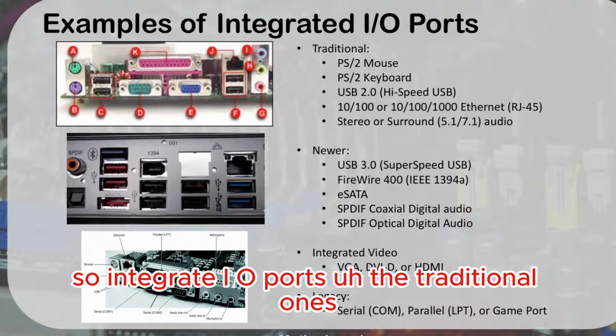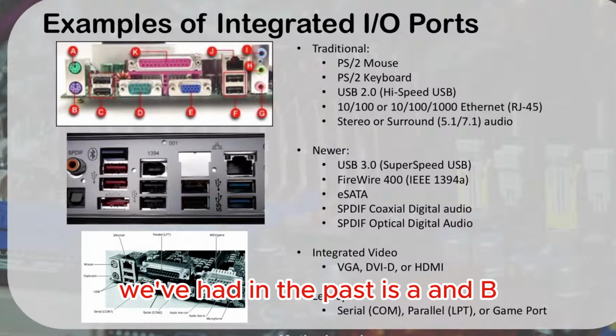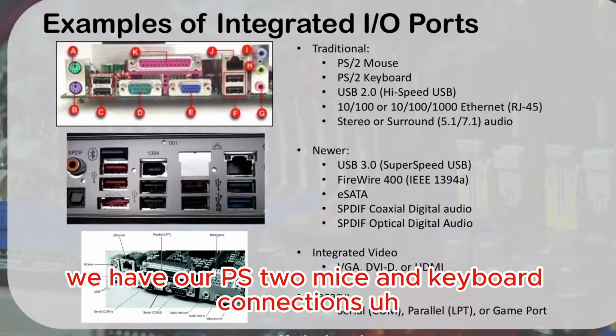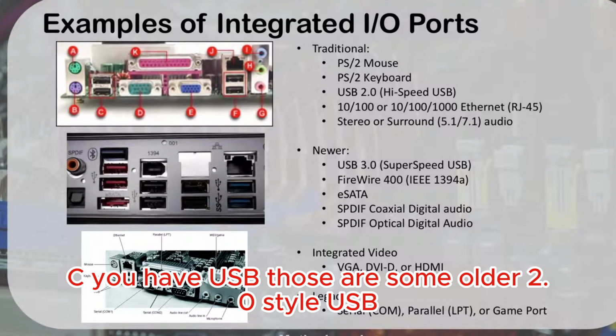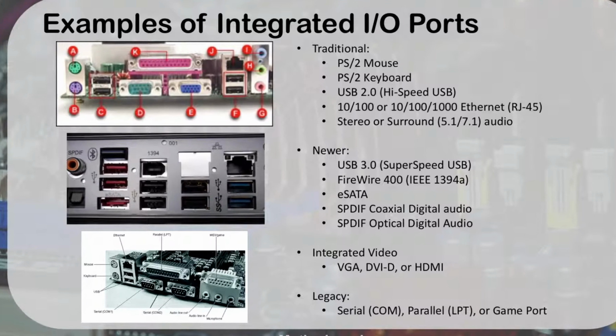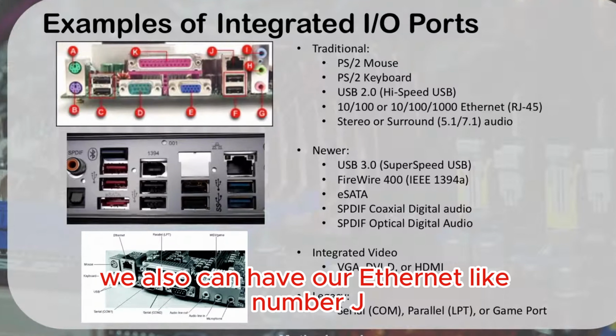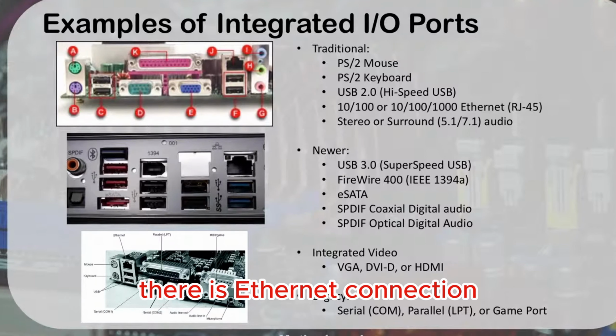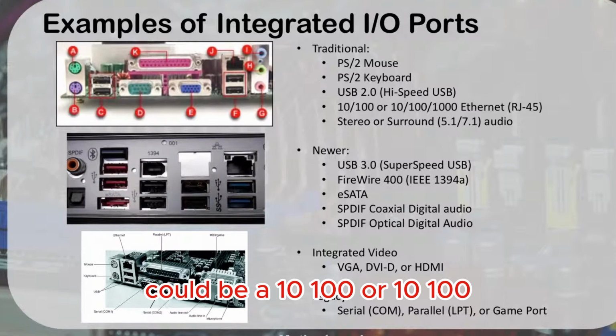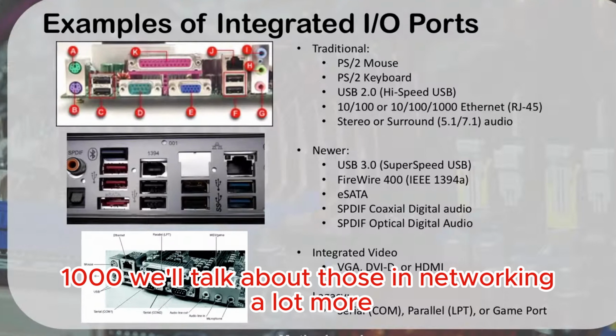So, integrated I/O ports. The traditional ones we've had in the past are A and B. We have our PS2 mice and keyboard connections. C, you have USB. Those are some older 2.0 style USB. We also can have our Ethernet. Like number J, there is an Ethernet connection. Could be a 10/100 or a 10/100/1000. We'll talk about those in networking a lot more.